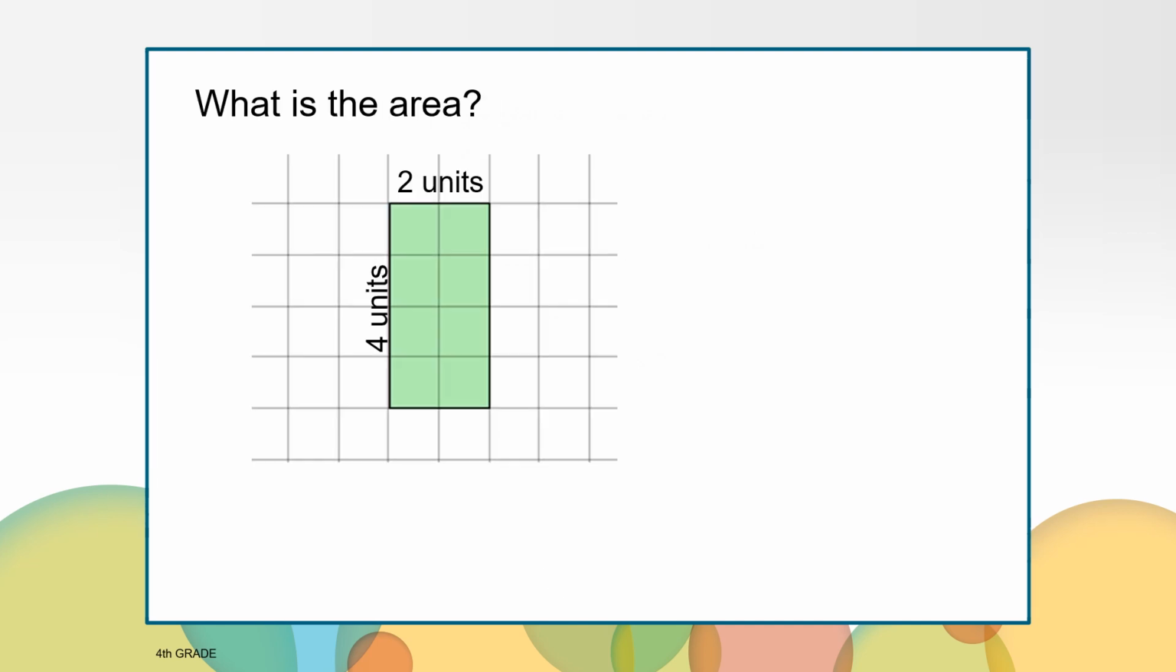Let's determine the area of another shape. Look at the green rectangle. This rectangle has a length of 2 units and a width of 4 units. What is the area of this rectangle? You can use your pencil and paper to help you.